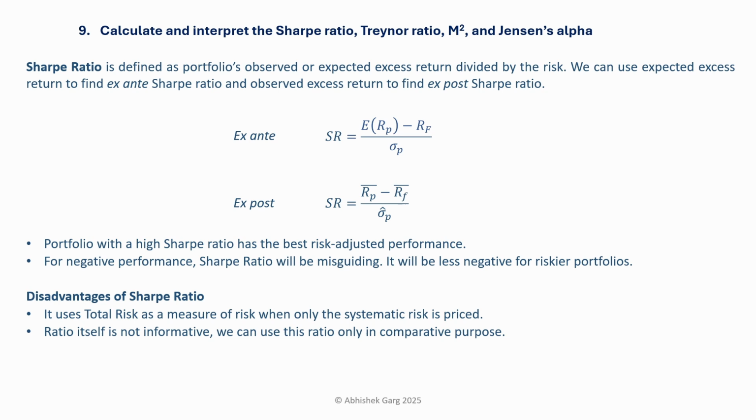Let's first talk about the Sharpe ratio. It's defined as the portfolio's observed excess return divided by the risk of the portfolio. We can calculate both the ex ante Sharpe ratio and the ex post Sharpe ratio. The ex ante Sharpe ratio is the expected portfolio return minus the risk-free rate divided by the standard deviation of the portfolio. The ex post Sharpe ratio is the realized portfolio return minus the realized risk-free rate divided by the standard deviation of the portfolio realized.